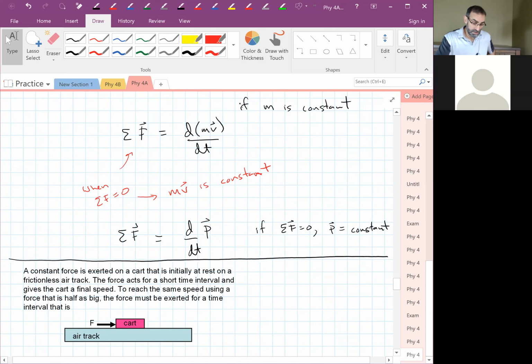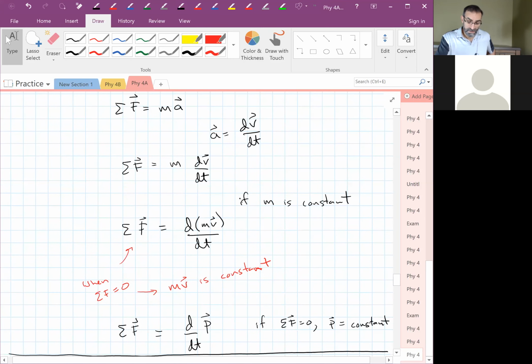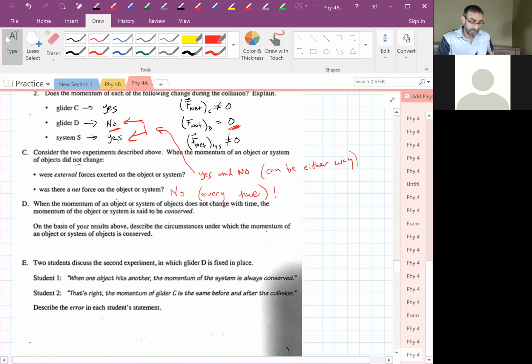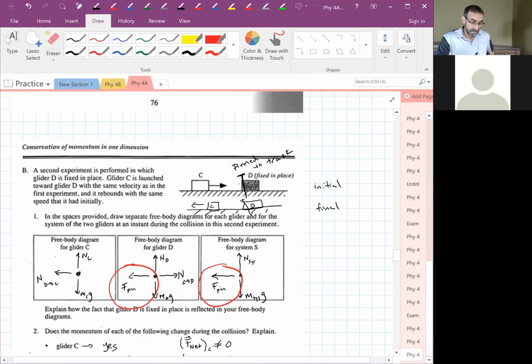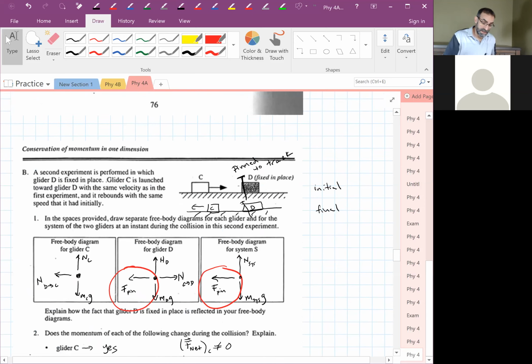Sorry, which one are we talking about now? The net force on the object or the system. So for C, let's just look at each one. For C, while C and D are interacting, we've got a force in this direction, but nothing in the other direction, right? So there's obviously a net force acting on C during that time interval. We okay with that?